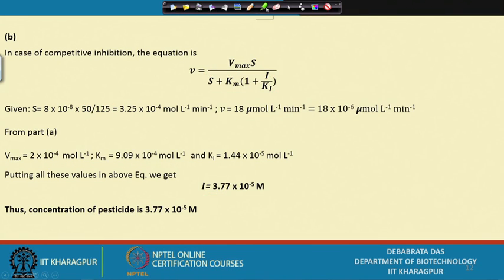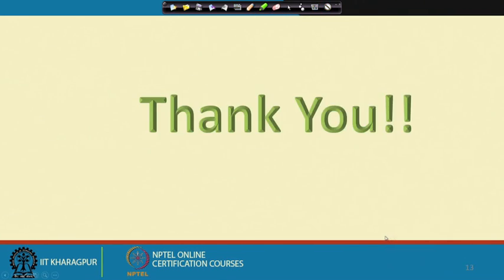So, this is how we can easily find out the concentration of pesticide in an unknown sample. Today in this lecture we tried to cover how we can find the substrate concentration at different times of the reaction. Then we went into some detail on how the interaction between inhibitor and substrate can be determined with the help of different types of Ki values, and finally how the concentration of pesticides can be determined with the help of an enzymatic reaction. Thank you very much.